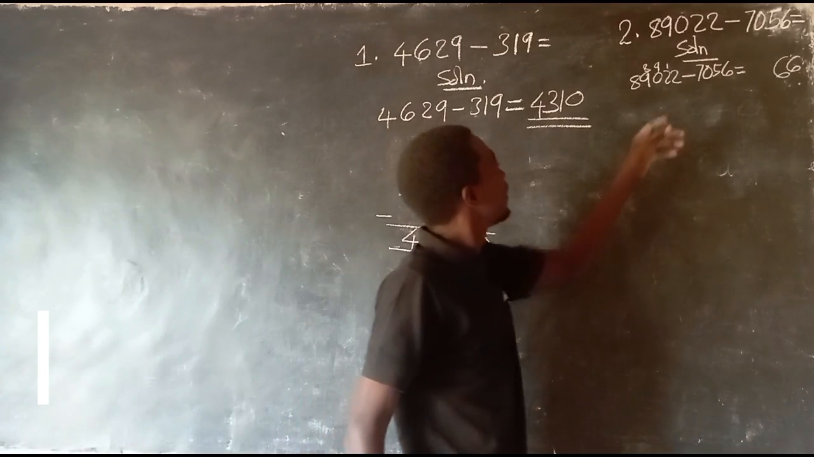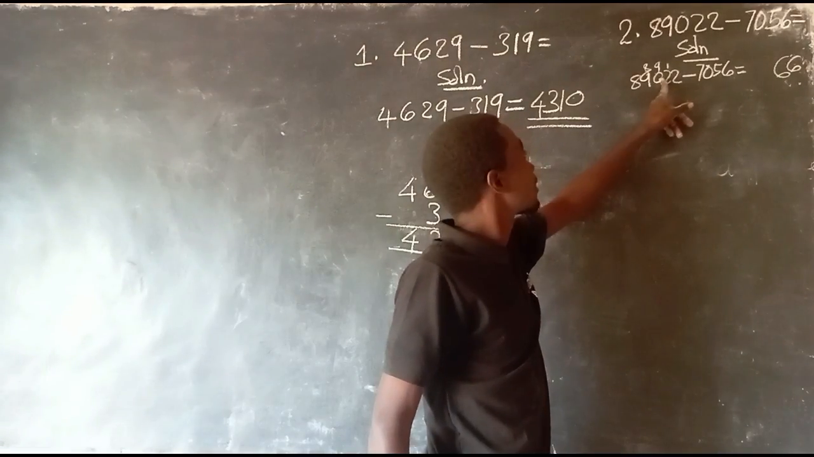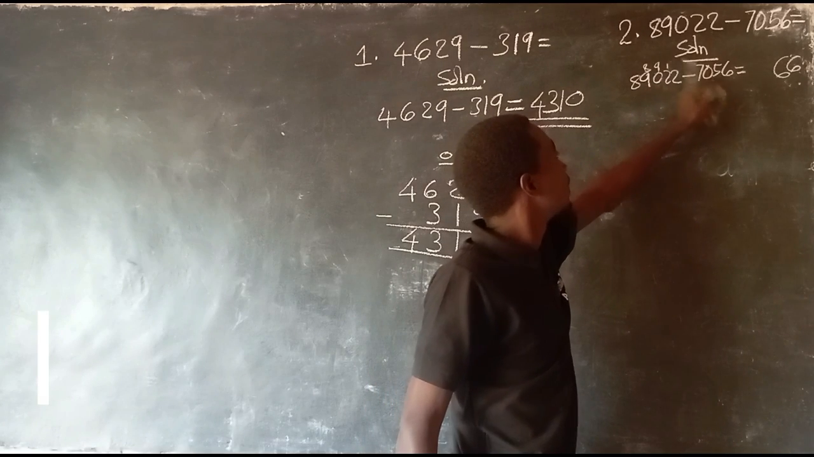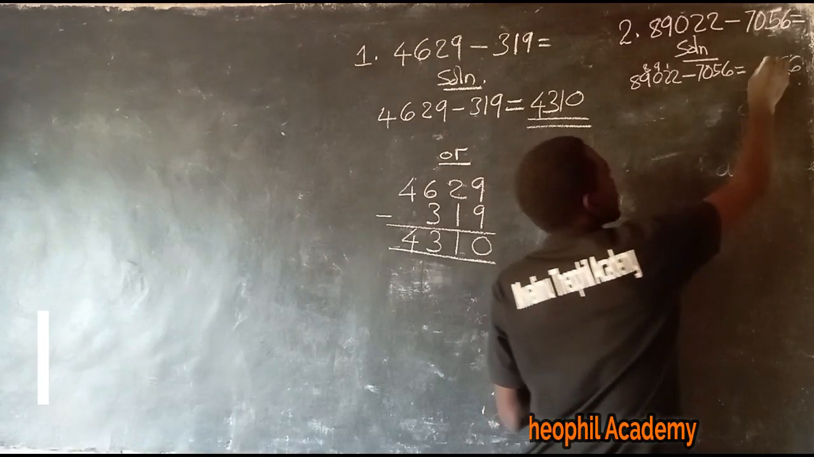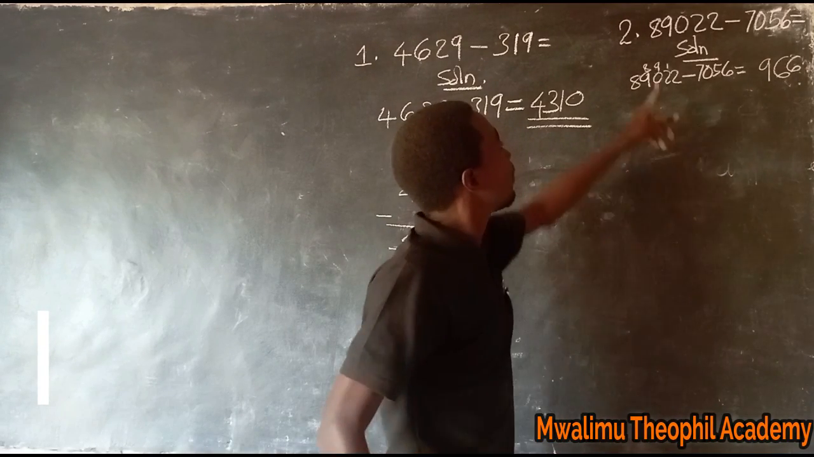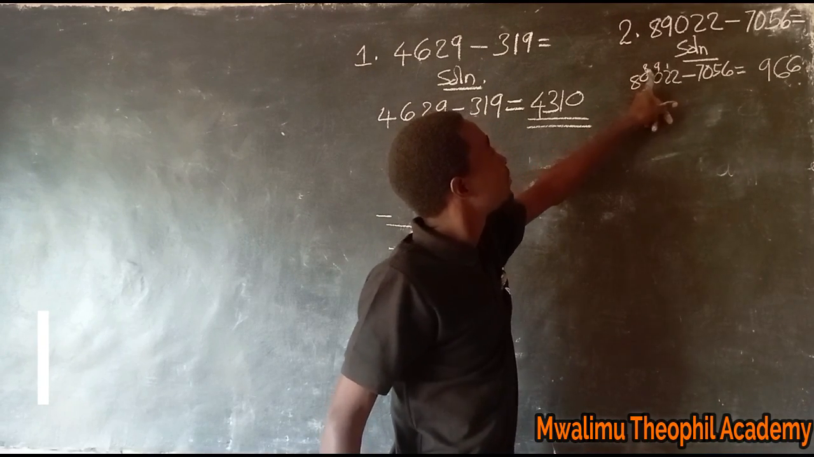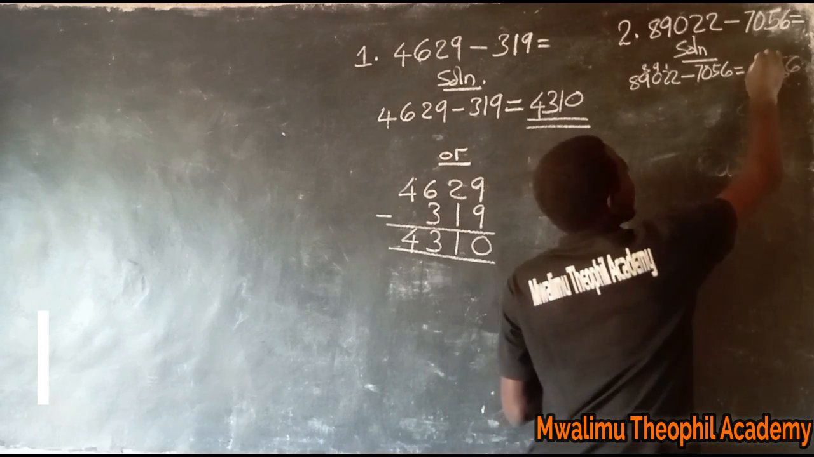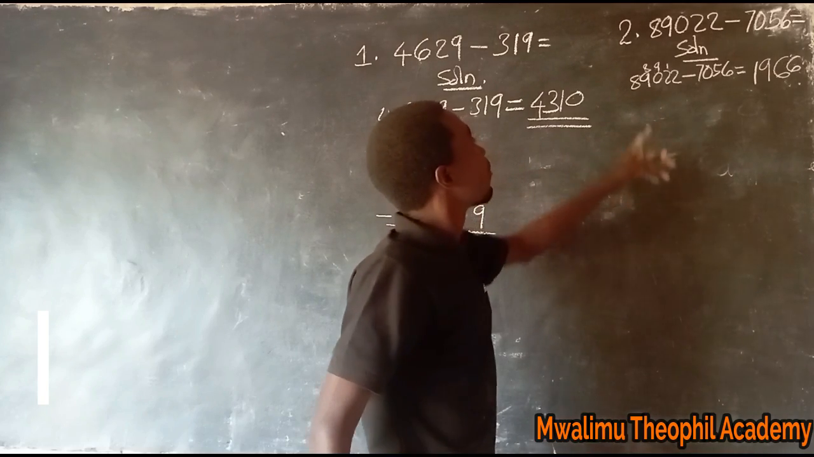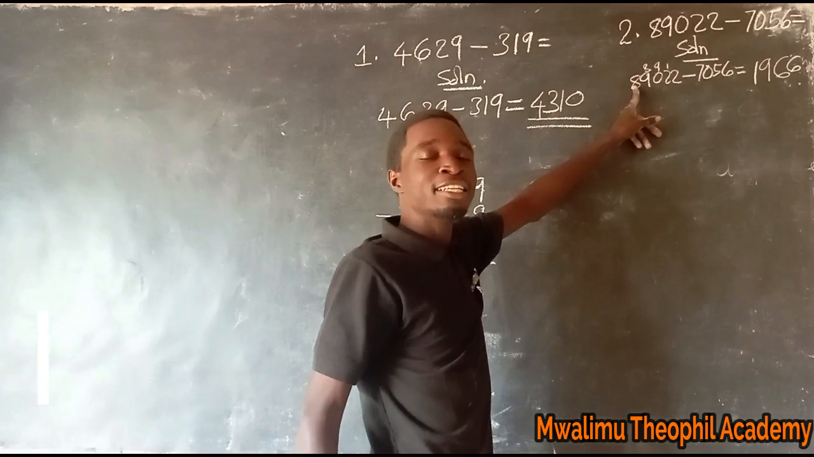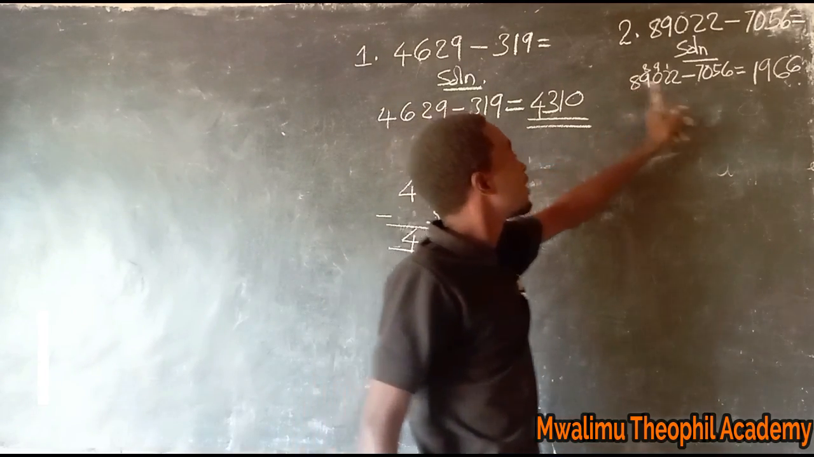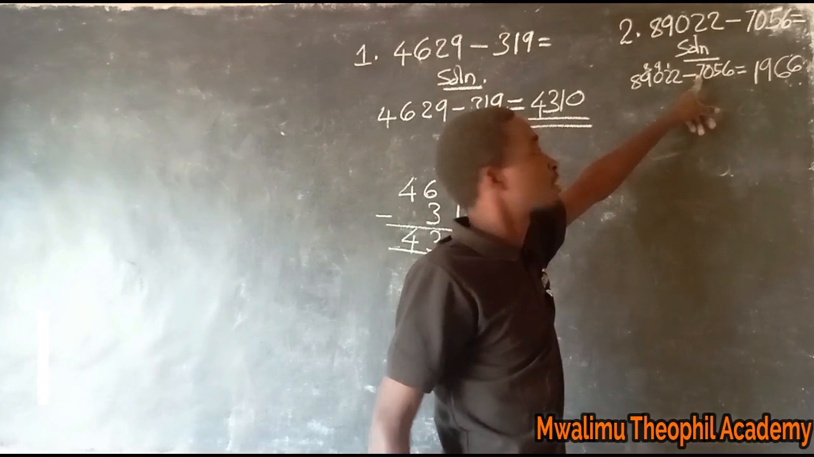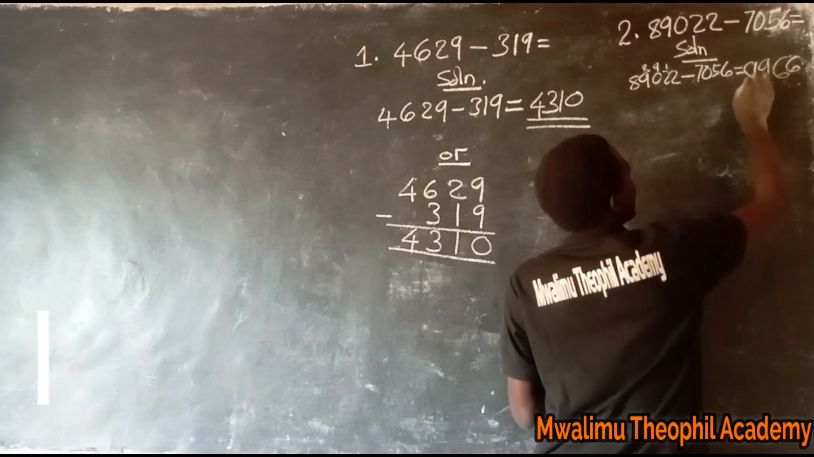After that, let us shift to the third part. We have 9. 9 minus 0, the answer is 9. Here we have 8. 8 minus 7, the answer is 1. And lastly, we are remaining with 8, and it is written as it is because there is no fifth digit to match with it. So it is written as it is, 8.